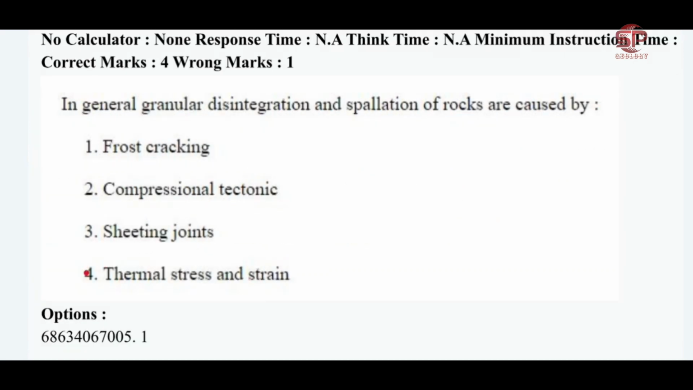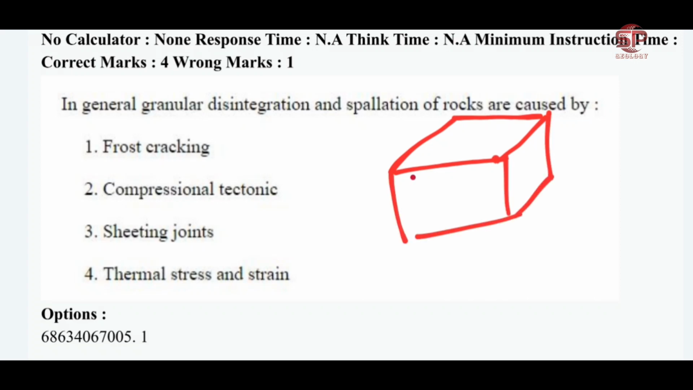In general, granular disintegration and spallation of rocks are caused by what? Granular disintegration means the rock breaks down grain by grain. So it will disintegrate into smaller blocks. So it's called granular disintegration. And spallation is like a foliation type of thing, where the rock will break like this. This is spallation. Like cutting a cake layer by layer. It is spallation. You can think of a joint system, a parallel joint type of thing.